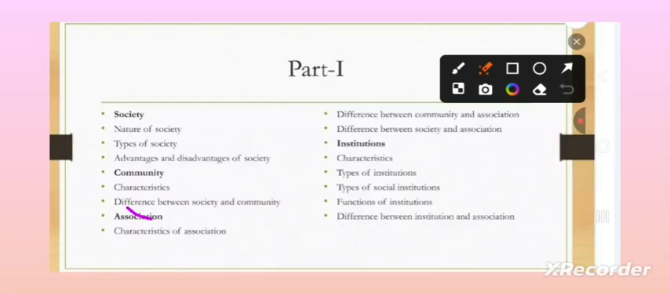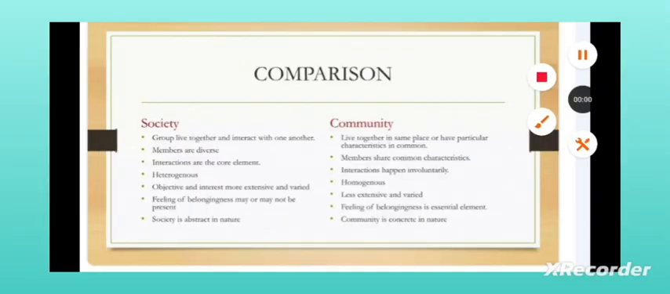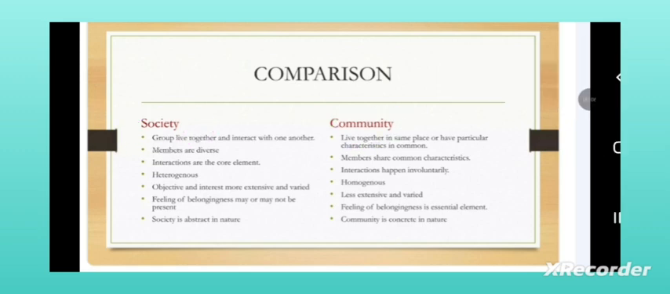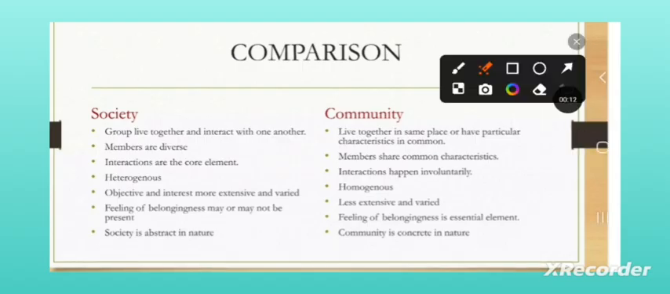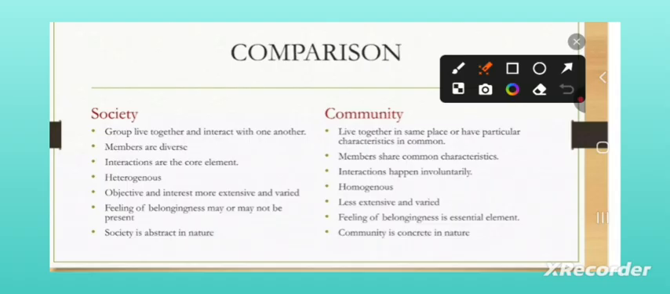So what is the difference between society and community? Comparison: society, community. Society: a group that lives together and interacts with one another. Community: people who live together in the same place or have particular characteristics in common. Society members are diverse. Community members share common characteristics.